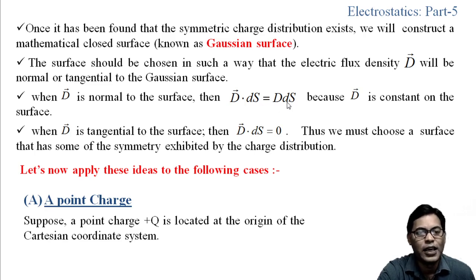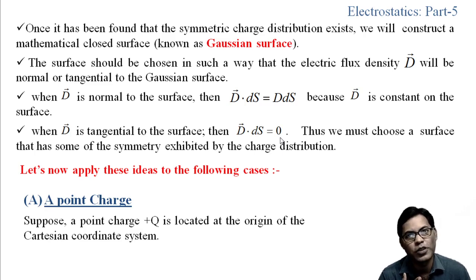But if the D is tangential to the surface, then D dot ds will be 0. So we will consider the normal component of the flux density to use the Gaussian surface. So the 4 points here we need to remember. Number 1, to use the Gaussian law, we need to consider that the charge distribution is symmetric. When the charge distribution is symmetric, then we can use our intuition to draw the Gaussian surface.